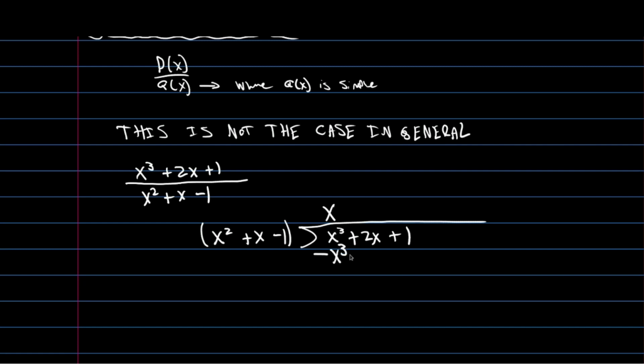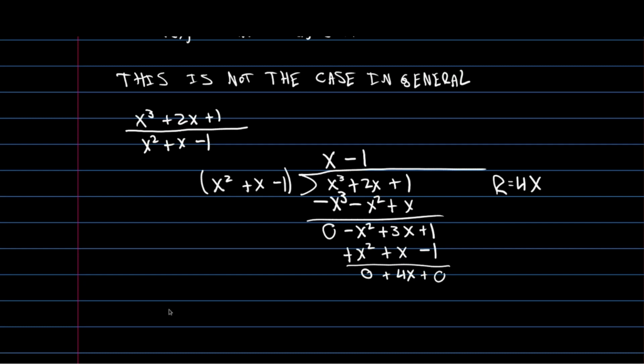Minus x cubed minus x squared plus x. This will leave us with 0 minus x squared plus x plus 2x. That's going to be plus 3x plus 1. And then we have a remainder here, which we could try to factor further. We could say minus 1. So this would tell us that the expression up here equals x minus 1 plus 4x divided by x squared plus x minus 1.